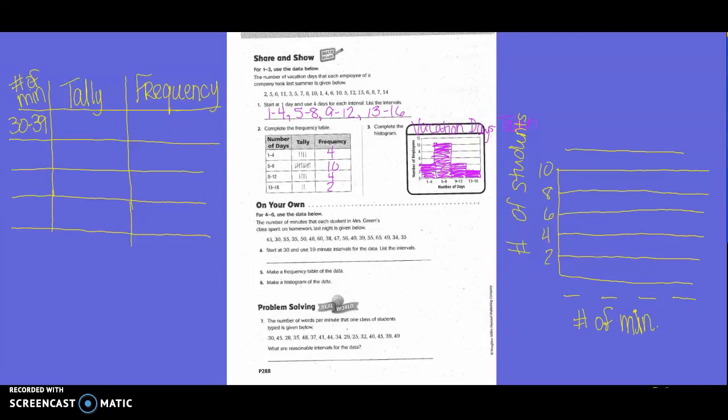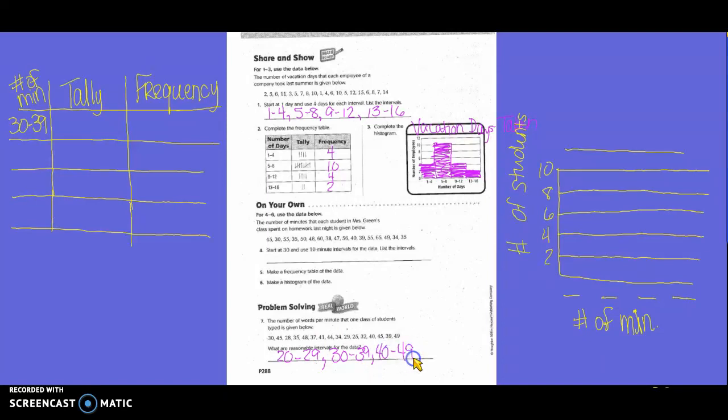No, 30 is not right. What is our lowest number? 28. You guys see anything lower than that? 25. Is there a 25? Yep, there's a 25. So what would be our best place to start? 20 to what? 20 to 29. Oh, hold on. So 20 to 29. What would be our next one? 30 to 39.